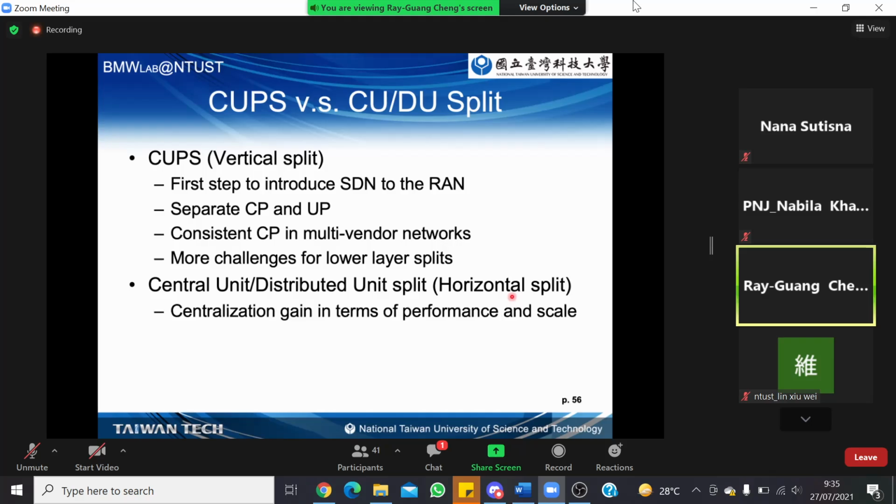CU-DU, they want to have a centralized scale in terms of performance and the scale. They try to shift functionality to different locations in order to support different services. As we mentioned, when you want to have URLLC, your user plane handling function may be moved to the user side, to the edge, to reduce the latency. They also try to reduce the cost of RAN by using commercially available hardware.